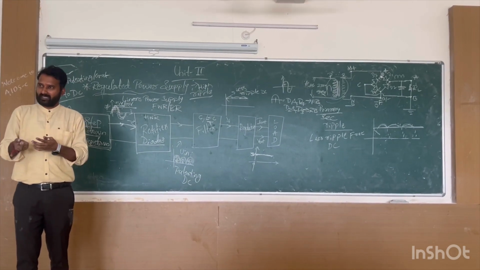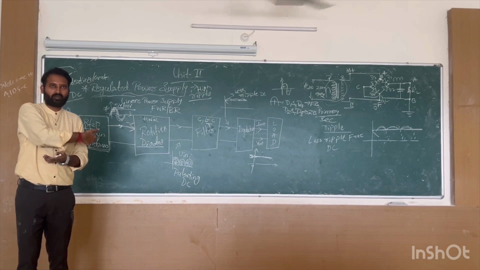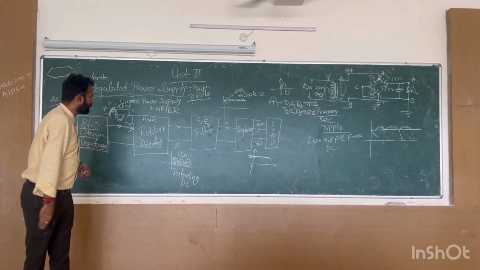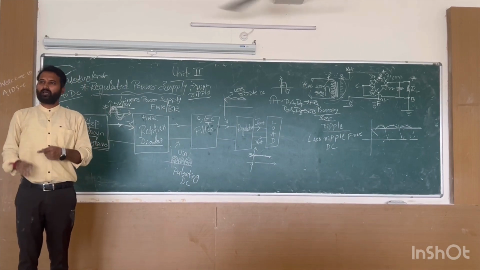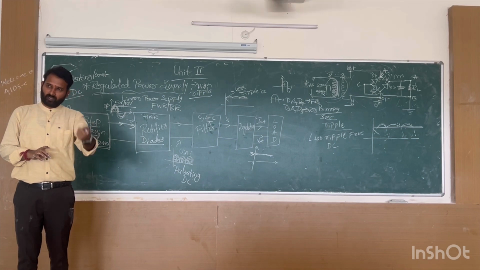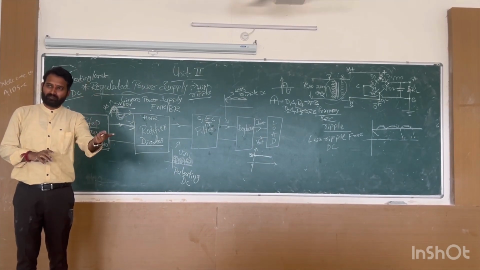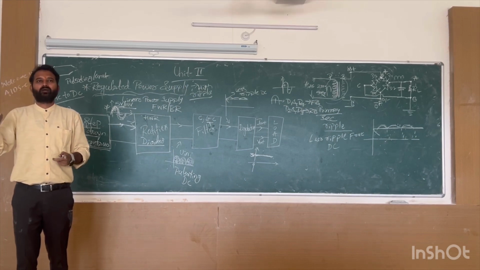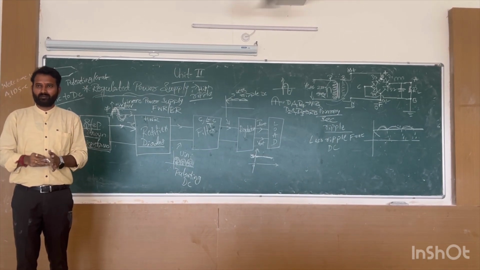Or the temperature may change when you are using a diode in real time. Because of that reason, we are using a regulator. The regulator will maintain the constant output even though there are fluctuations, even though there are input changes. Clear? Say yes or no?